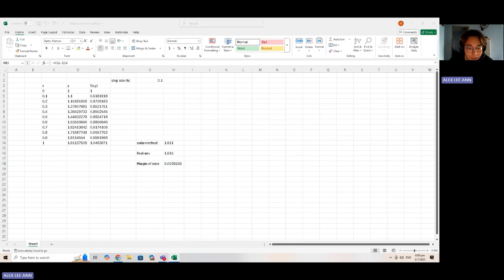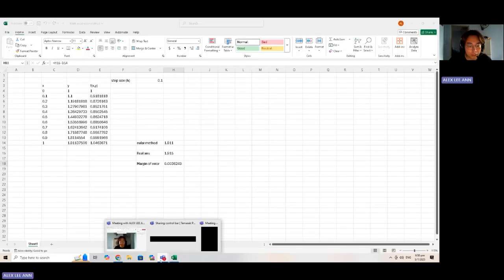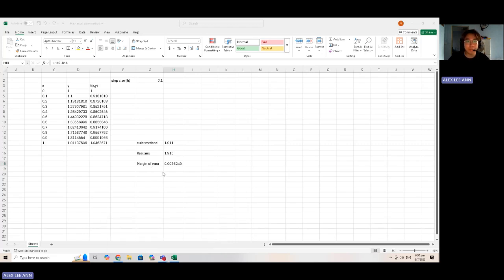0.0036249. So basically in the end, your Euler method isn't proper, it's just a rough estimate of how the graph and your number would be. And the smaller the step size you have, the smaller your margin of error will be. The bigger your step size, the larger your margin of error would be from the real answer. So that's all. Thank you.